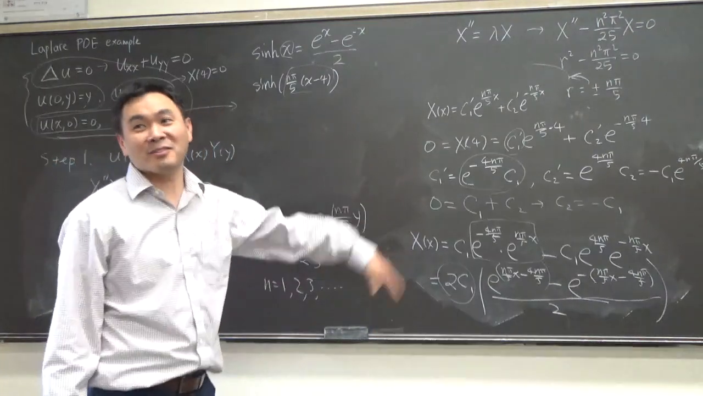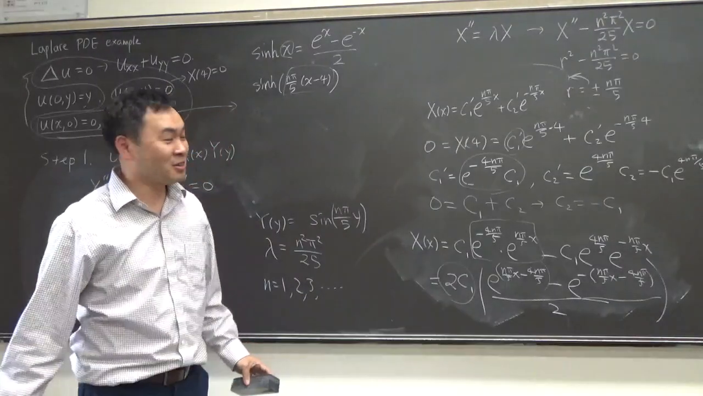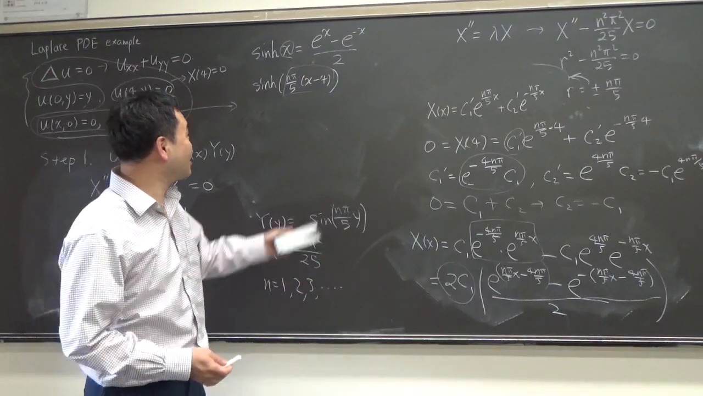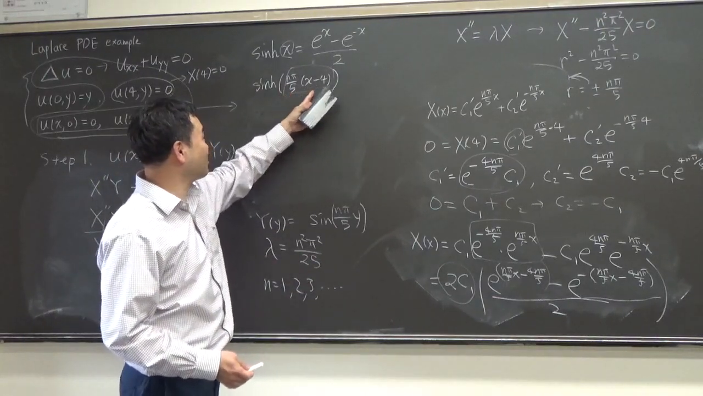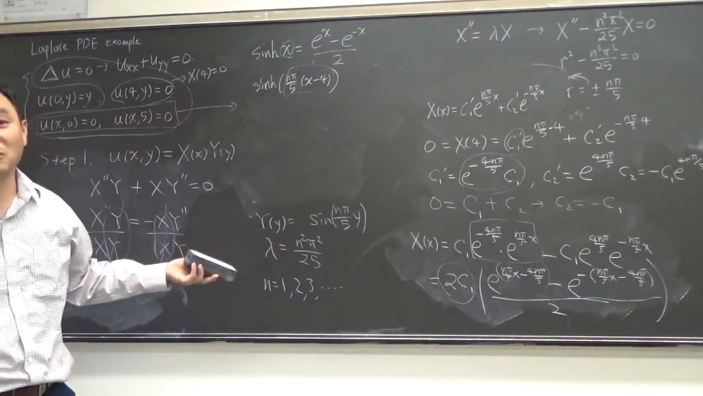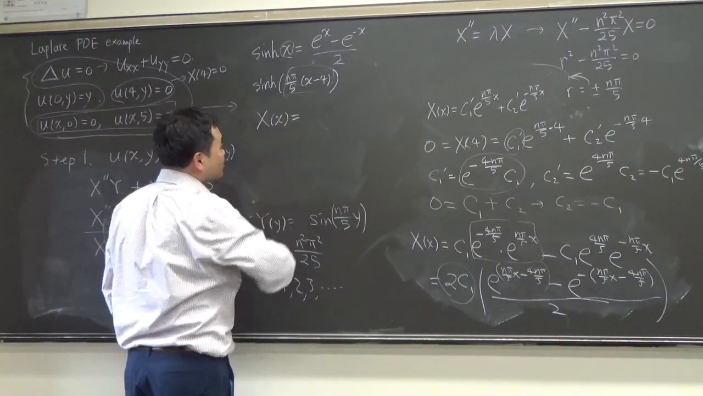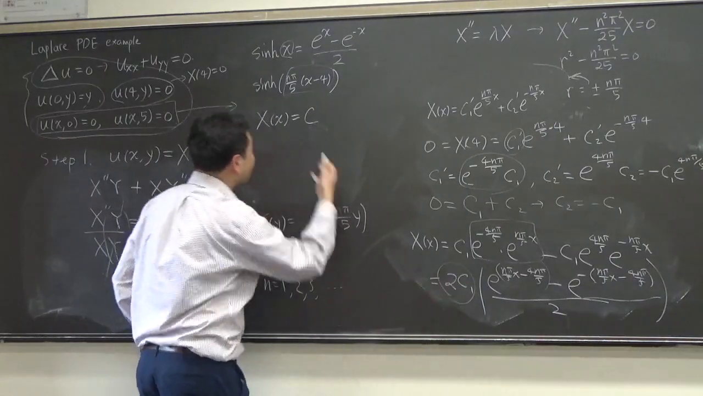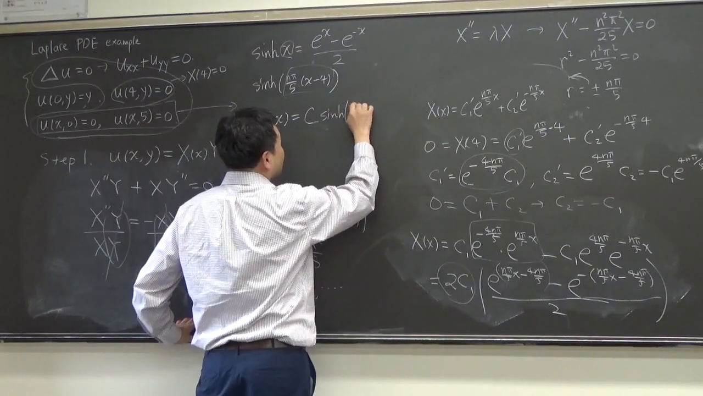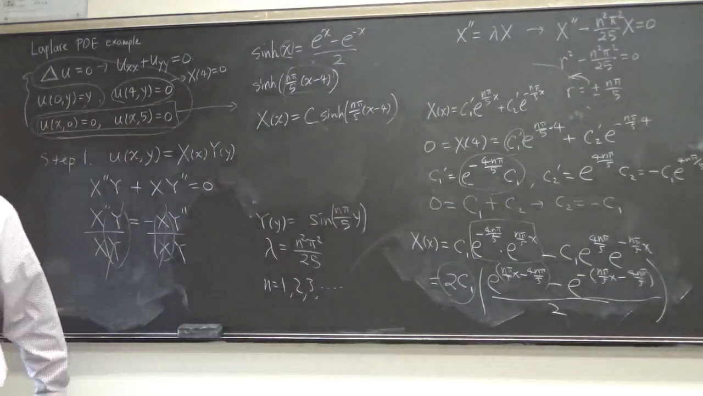This is longer, that's why I didn't want to explain it this way, but so many of you were very skeptical that you could represent things in terms of this, instead of n pi over 5 x, so I had to explain it this way. But at the end of the day, it's the same thing. What's the conclusion here? The conclusion is that X of x must equal some constant, 2c1 is some constant, times sine hyperbolic of n pi over 5 times x minus 4. That's our conclusion, whatever you do.